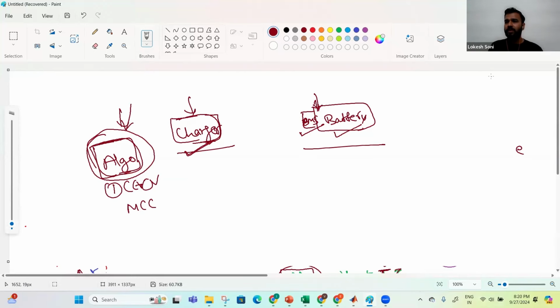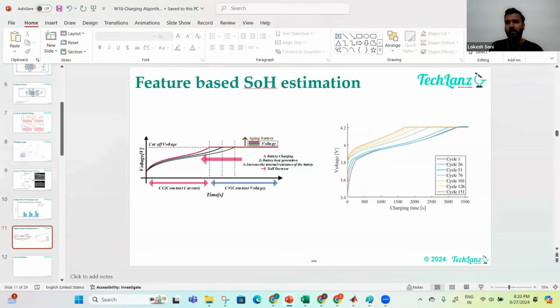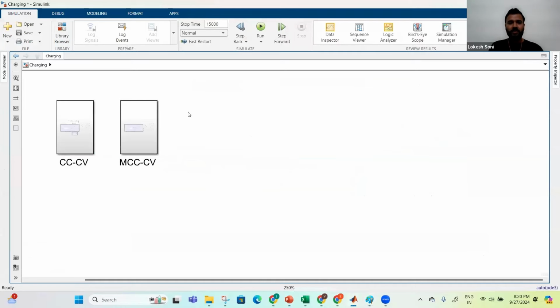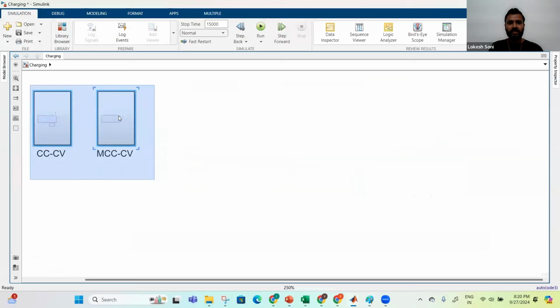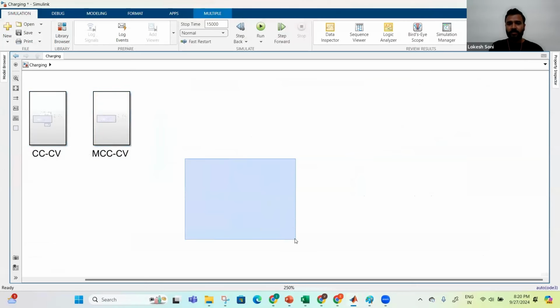So, going to a Simulink window. I've already done the implementation because time would not permit doing all the things from scratch. As I said, we would have our algorithm here, so I would just create one area here. We would have a charger behavior here.